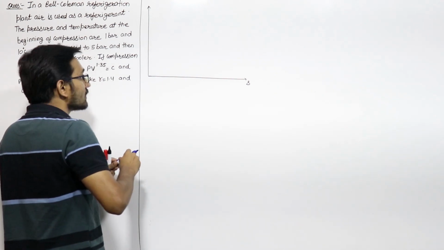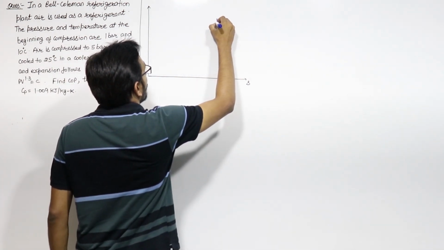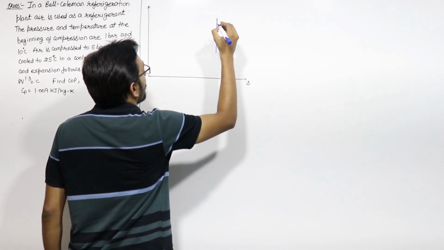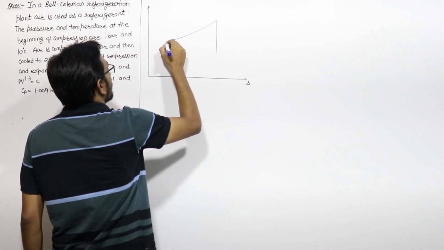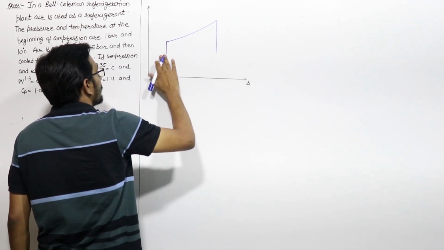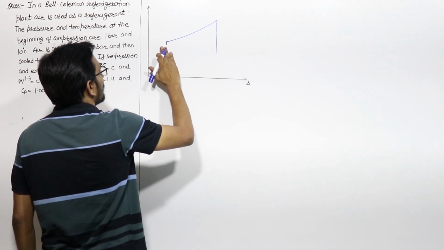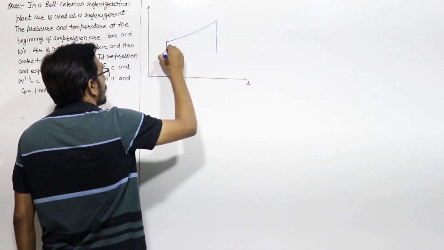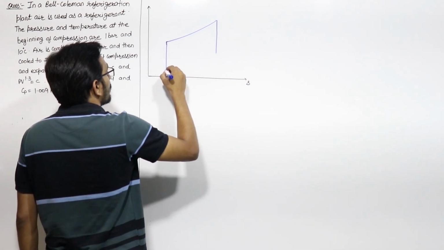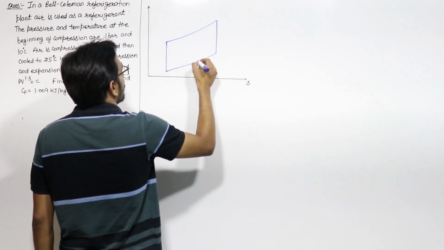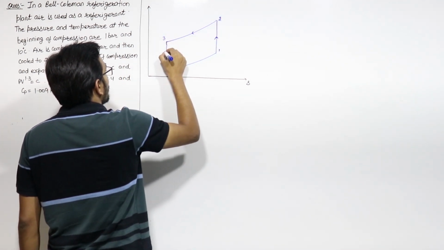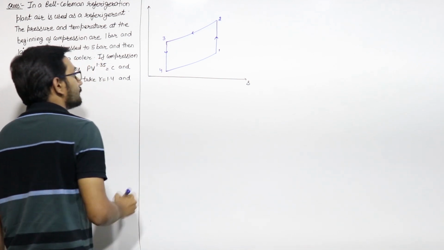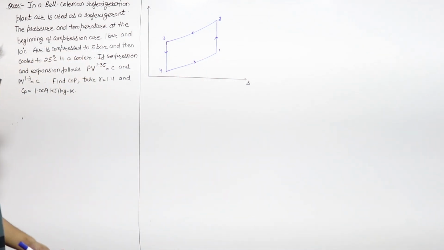So this is process 1 to 2, right? Process 2 to 3, 3 to 4 and 4 to 1. This is 1, 2, 3 and 4. This is the reverse Brayton cycle TS diagram. Now let us start reading the question.